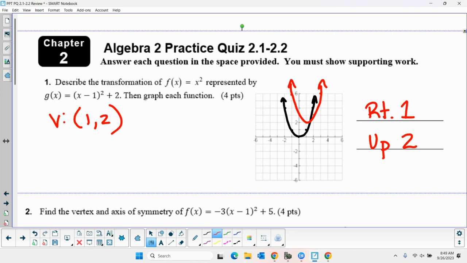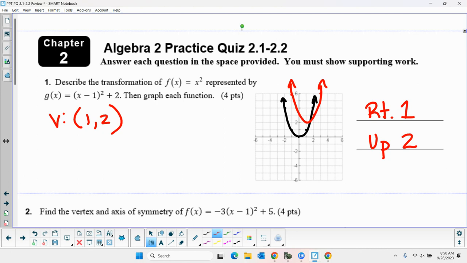Tomorrow's number 1. Will it look any different than that? No. I'm going to give you everything the same except g of x is going to be a little different. Okay? Any questions? Simple, right?